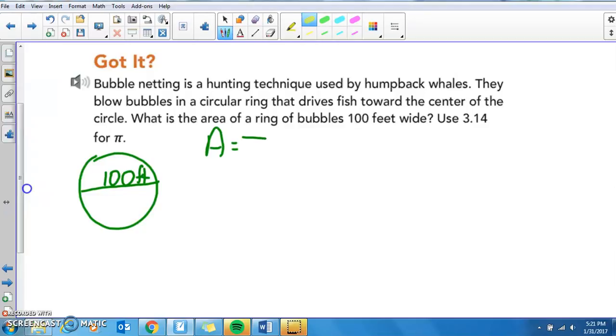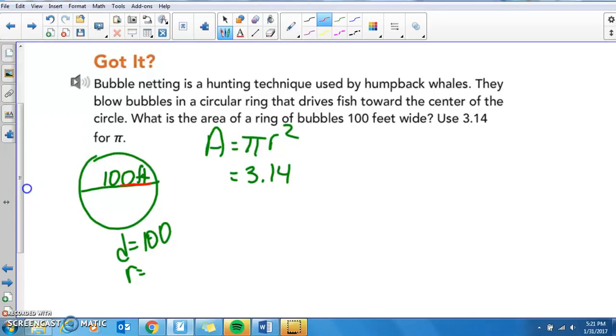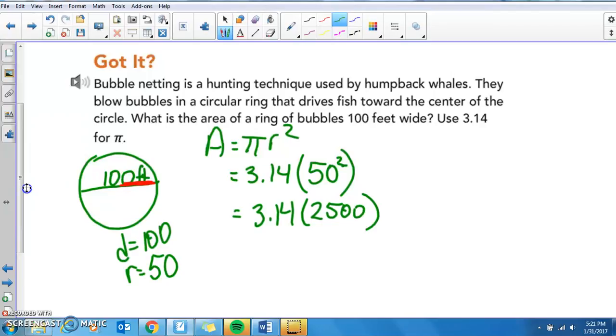We know area equals pi r squared. It says to use 3.14. 100 represents the diameter. So the radius would actually be half of that value. So half of 100 would be 50. So our radius is going to be 50. So in the formula for r, I'm going to put 50 squared. We know 50 squared is 50 times 50, which gives you 2,500. And then we do 2,500 times 3.14, and you would get 7,850 feet squared.